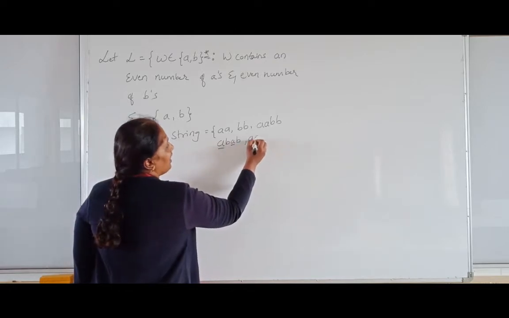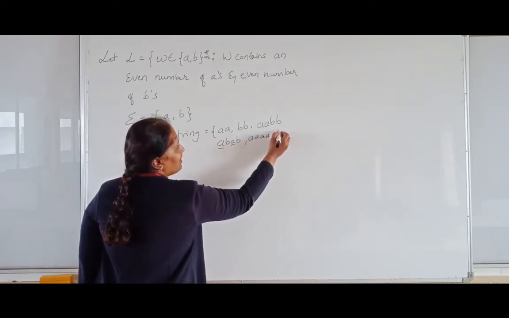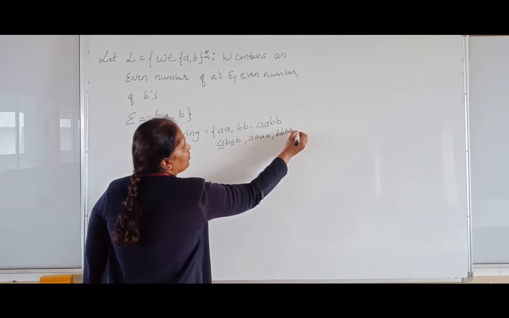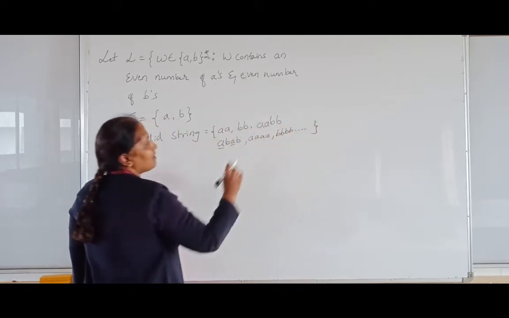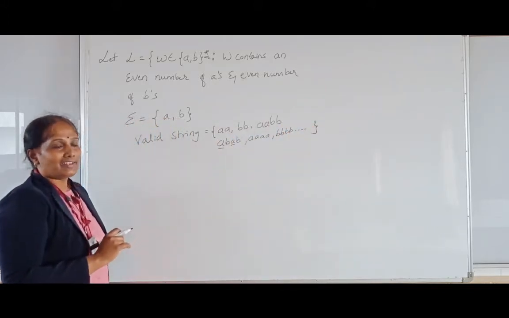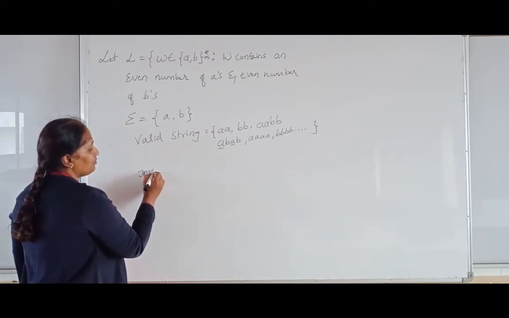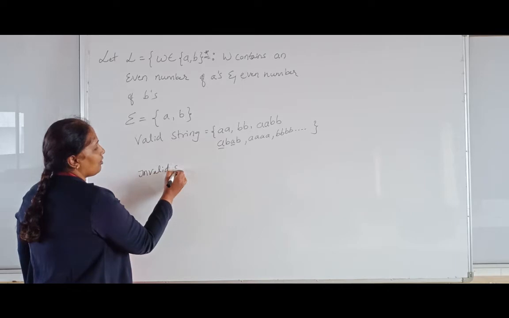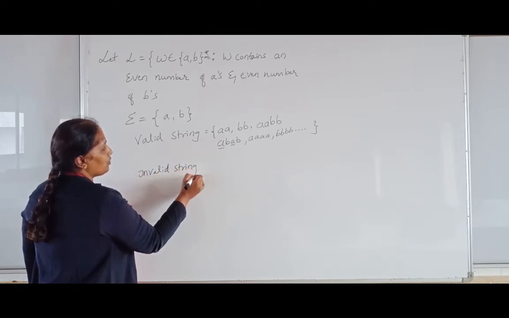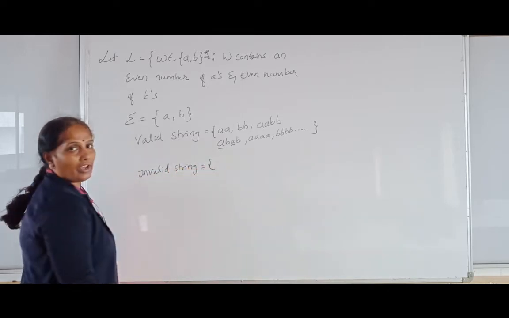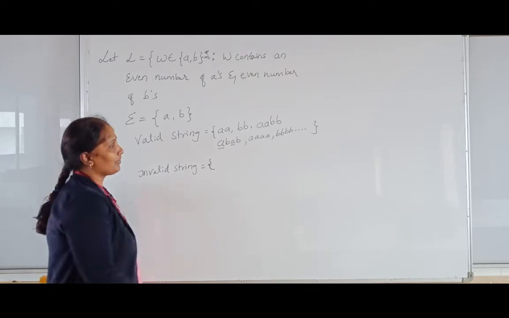Next, AAAA is also a valid string. BBBB is also a valid string. So it contains an infinite number of valid strings. Next, we are going to write the invalid strings also. Writing of invalid strings is a good practice when you verify the DFSM.